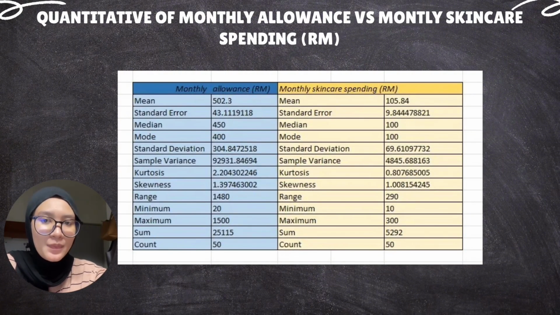Today my group and I will be presenting our topic, which is a quantitative analysis of monthly allowance versus monthly skincare spending. So, for this first slide, we'll be presenting the overall summary of the data we collected from 50 respondents. In this table, you can see the mean, median, mode, range, standard deviation, variance, skewness, and also kurtosis for both monthly allowance and skincare spending.